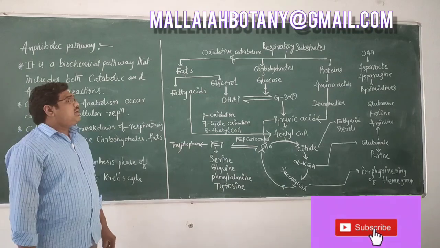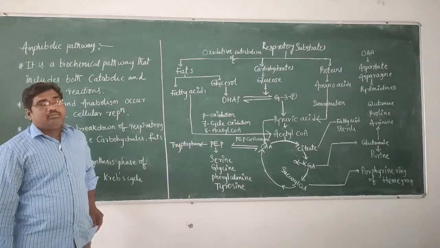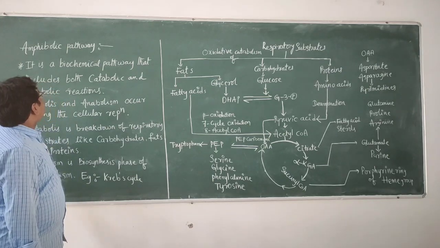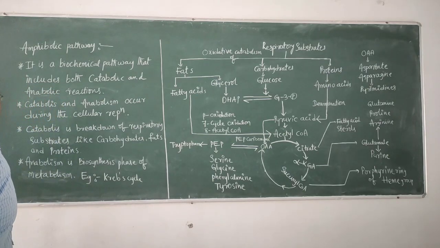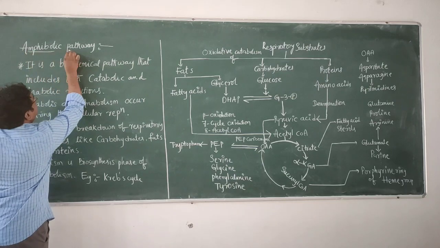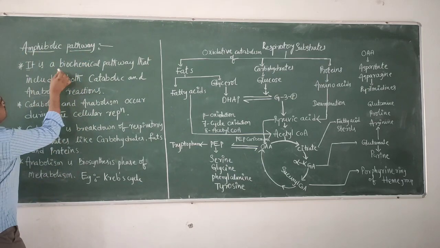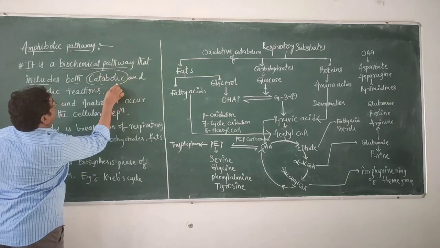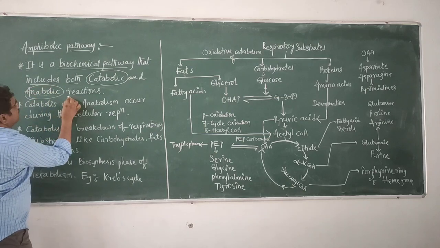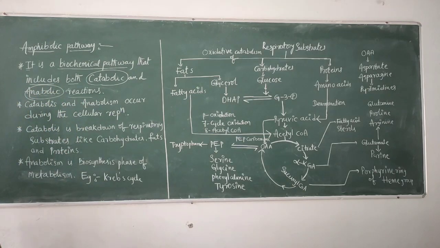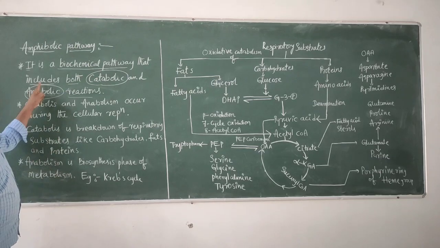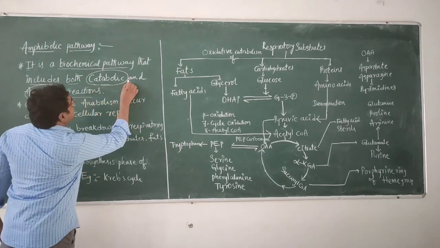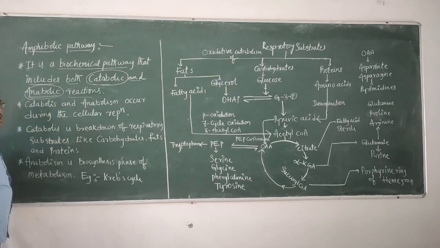Today I am going to explain about the amphibolic pathway. It is a biochemical pathway that includes both catabolic and anabolic reactions. So, this is the definition of the amphibolic pathway.